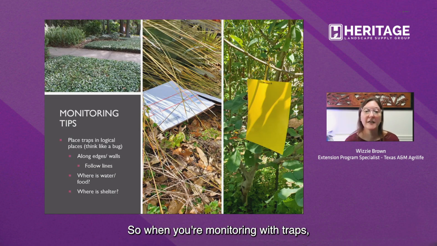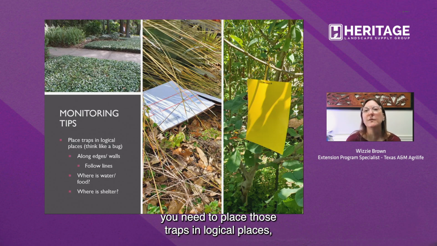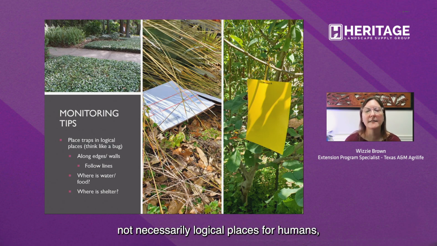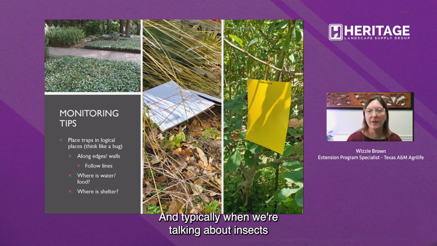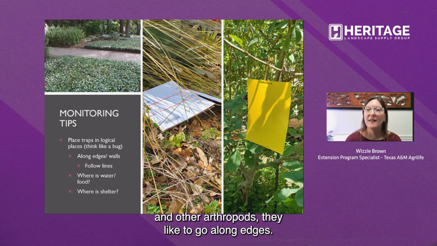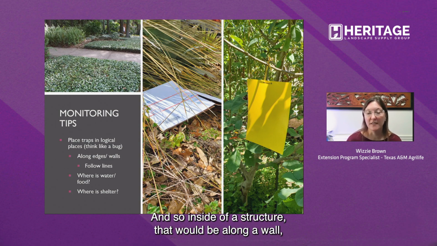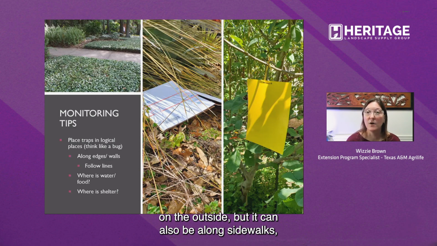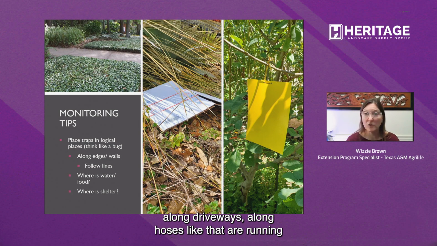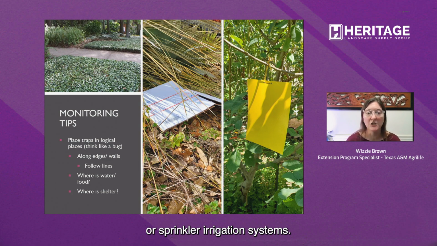So when you're monitoring with traps, you need to place those traps in logical places, not necessarily logical places for humans, but logical places for an insect. So where is that insect going to be? And typically when we're talking about insects and other arthropods, they like to go along edges. And so inside of a structure, that would be along a wall. It could be along the foundation of a structure on the outside, but it can also be along sidewalks, along driveways, along hoses that are running or sprinkler irrigation systems.